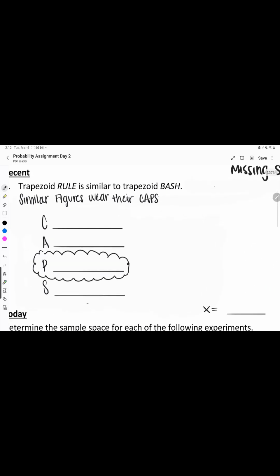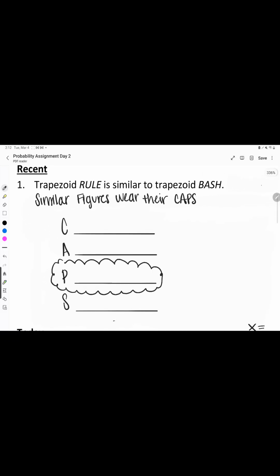The reason we do that is because similar figures have the same shape, which means they have what? Congruent angles and proportional sides.